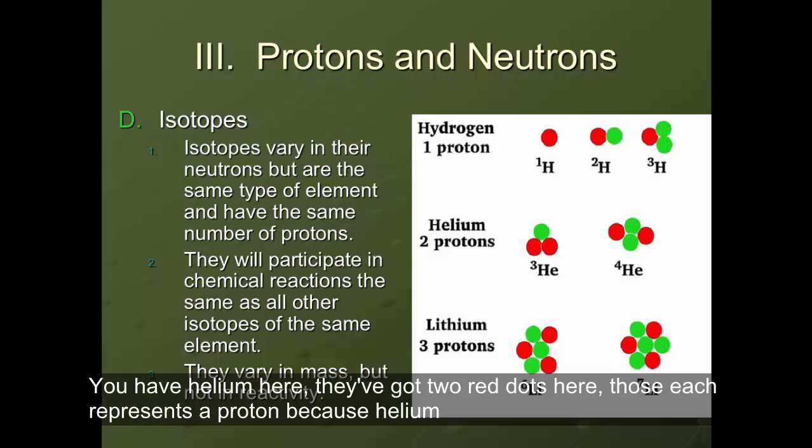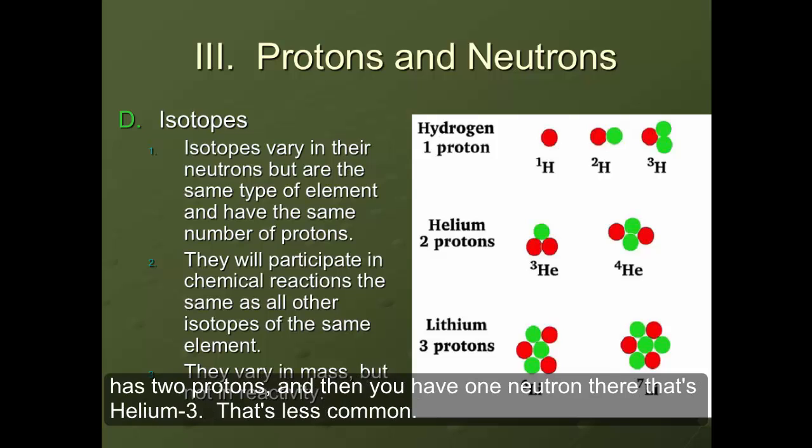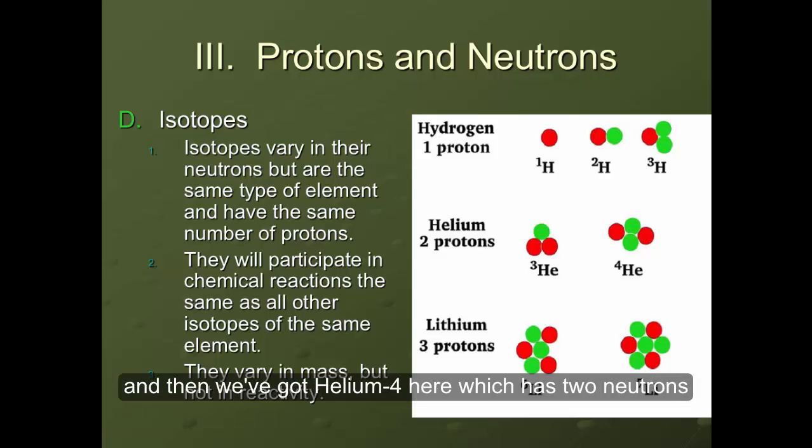You have helium here. They've got 2 red dots here. Those each represent a proton because helium has 2 protons. And then you have 1 neutron there. That's helium-3. That's less common. And then we've got helium-4 here, which has 2 neutrons and 2 protons. And that's going to have a mass of about 4.